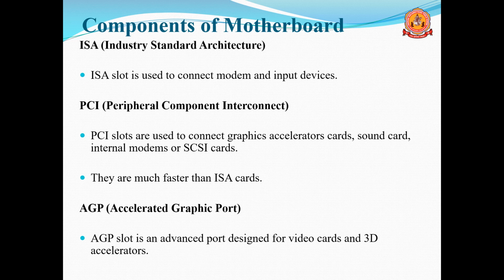The next one is PCI, Peripheral Component Interconnect. PCI slots are used to connect graphics cards, accelerated cards, sound cards, internal modems or SCSI cards. If you want to connect this type of card, then we use PCI. PCI cards are much faster than ISA slots. If you compare ISA and PCI, PCI is faster and ISA is slower.